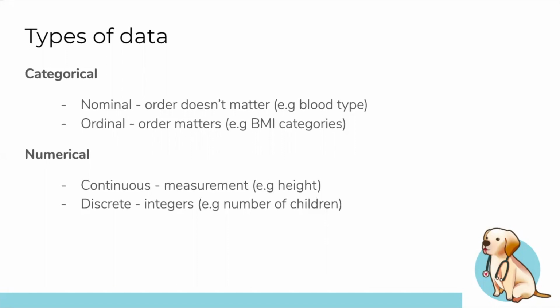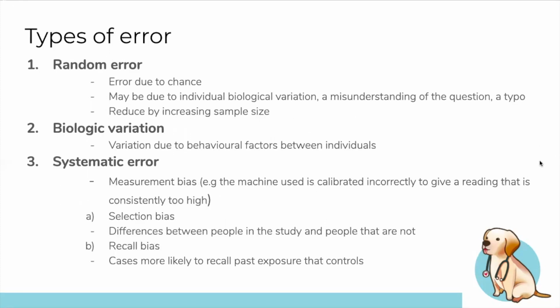So then you have either continuous or discrete. Continuous would be something like height. You can have 160.3, you can have 160.356. It's continuous. You can keep going on the curve. And with integers, discrete would be something like number of children, because you can't have 0.5 of a child. It's always going to be one step up. So 1, 2, 3, etc.